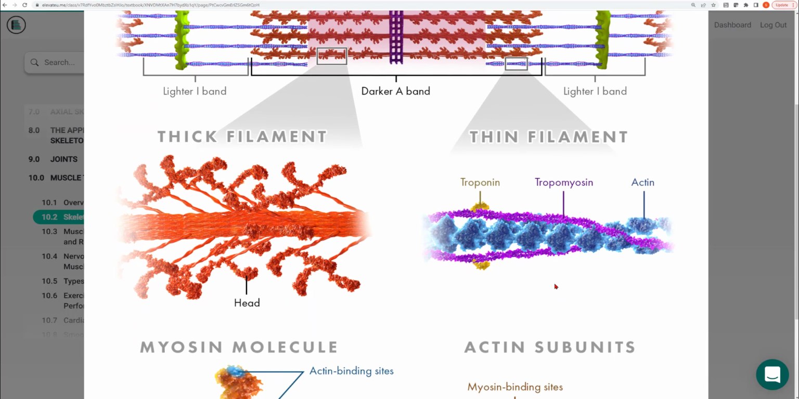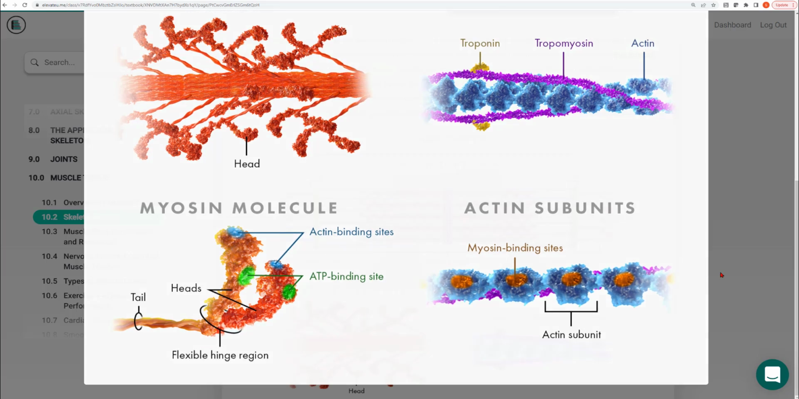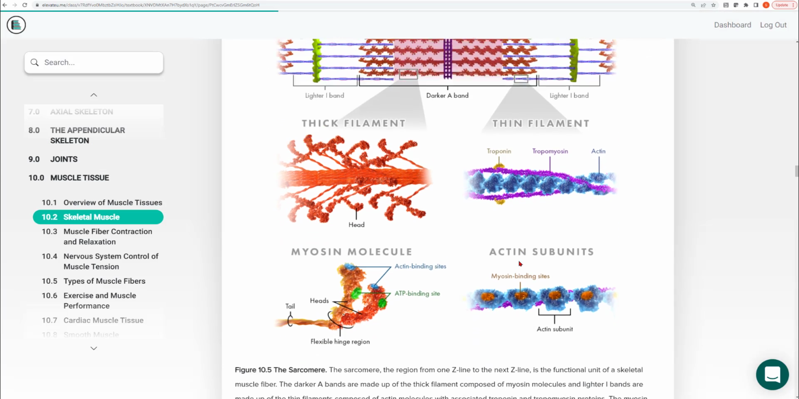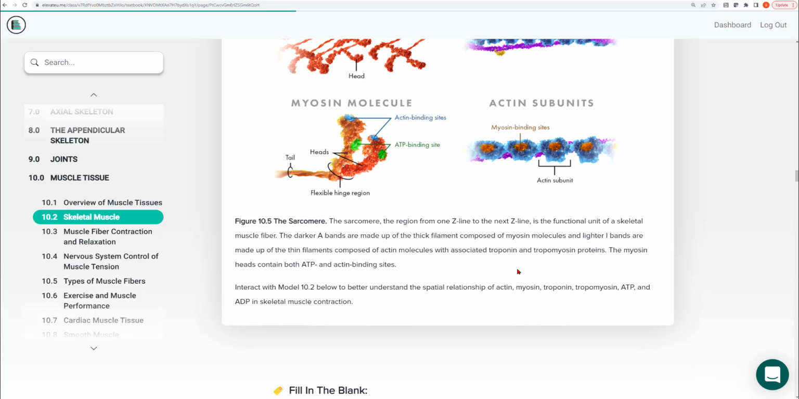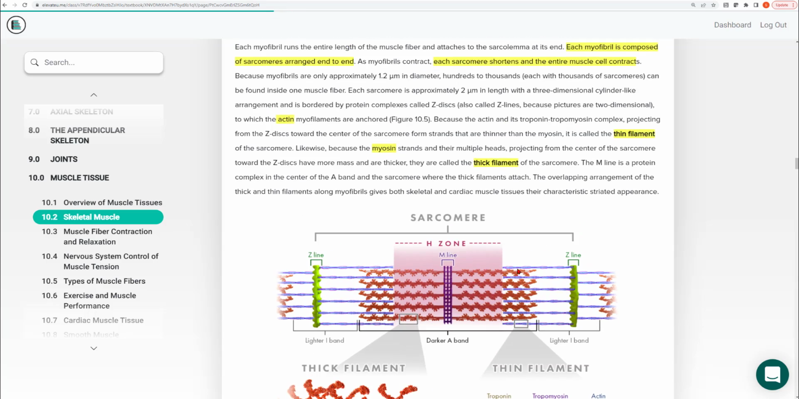So what is going on here? It turns out that when muscle contracts, and we're not going to get into the nitty-gritty of this, these proteins grab onto each other and they pull toward the middle, toward the M line.